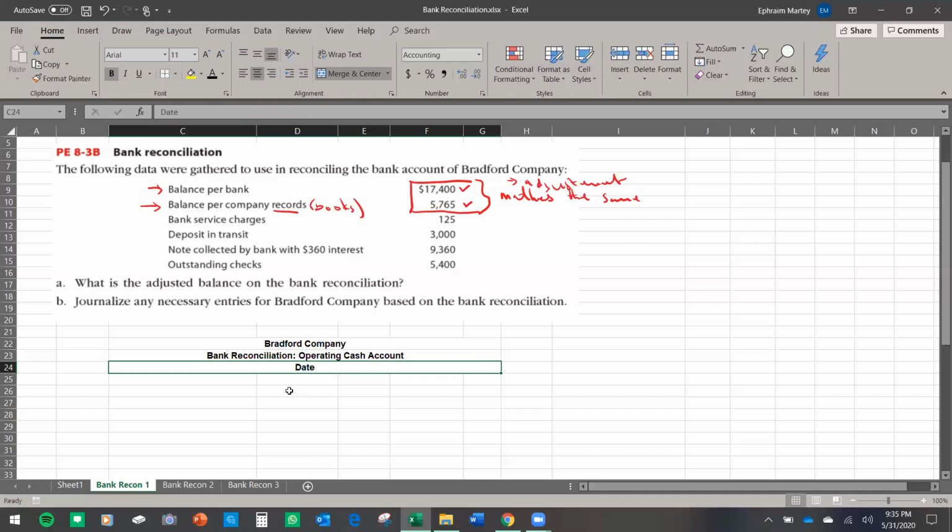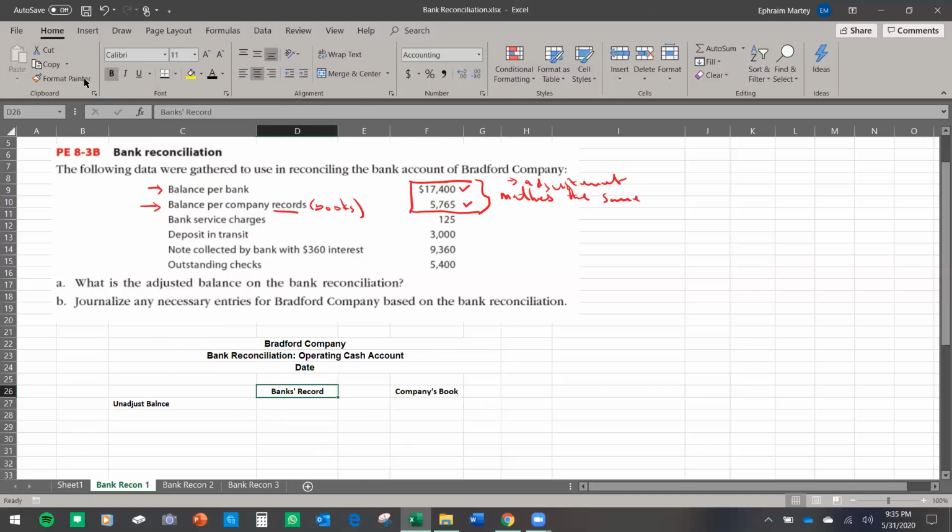Okay, good. Now, what we need to do is determine the bank's record and then the company's record. Because this amount is unadjusted, we have the unadjusted balance here. This is a simple way to do it. So you ask yourself, what is the bank's record? How much does the bank have on their books? The bank's record is 17,400. So we put 17,400 here. That's unadjusted. And on the company side, we have 5,764.